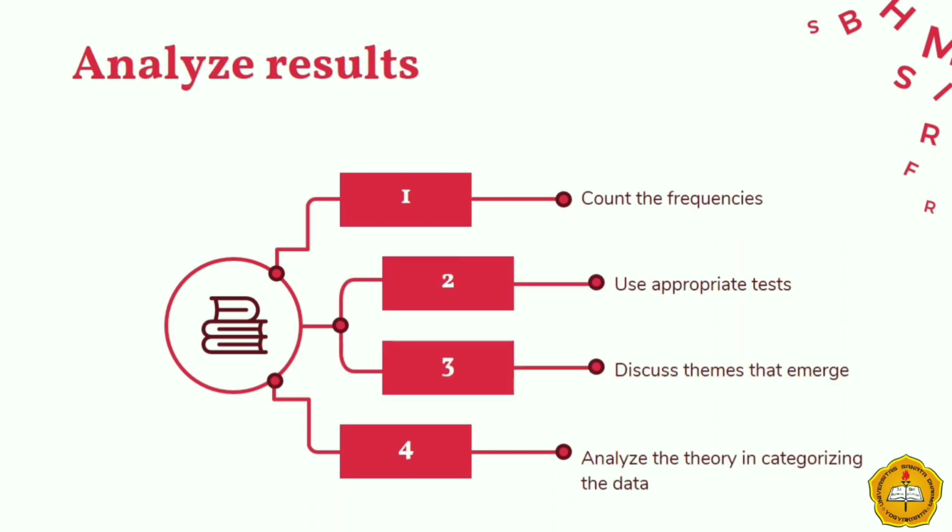And the final step is analyzing the results. In quantitative research, you can count the frequencies and use appropriate tests depending on your research question, like correlational tests or group difference. In qualitative though, you can discuss themes that emerge, or you can analyze or criticize the theory that you use in categorizing the data. What is missing in the theory? What can be omitted from the theory?